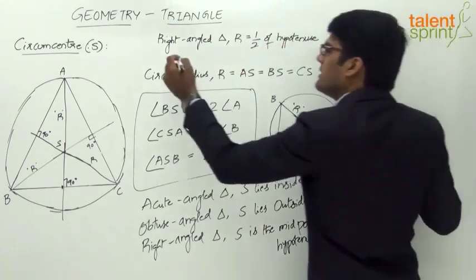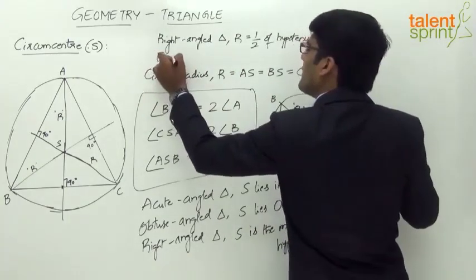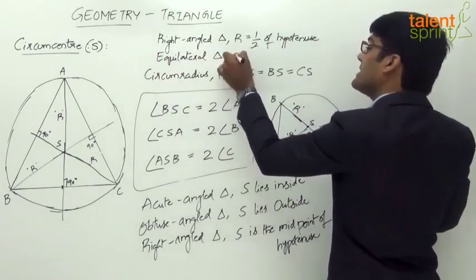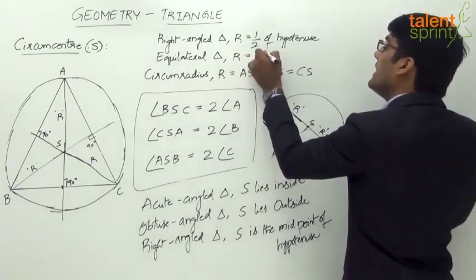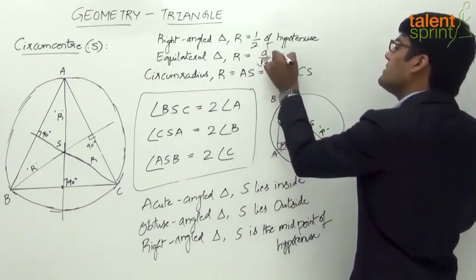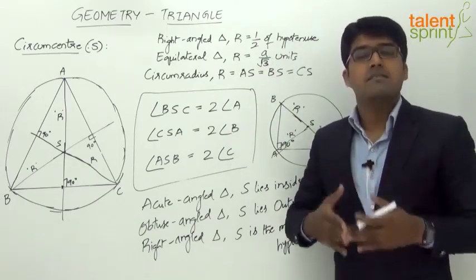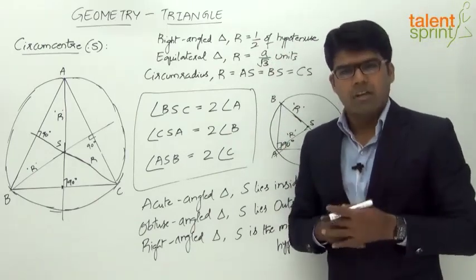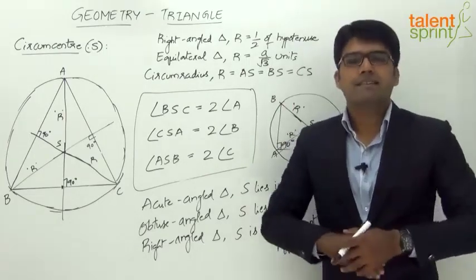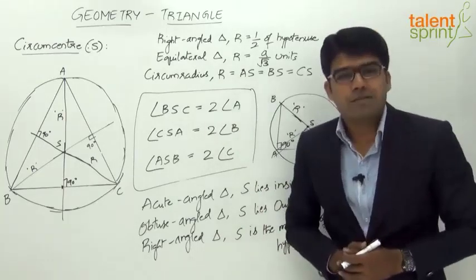And also there is a special case of the equilateral triangle. For an equilateral triangle where all the 3 sides are equal, the circumradius R will be equal to A by root 3 units, where A is the side of the triangle. Equilateral triangle is the one where all the 3 sides are equal. So for an equilateral triangle, the circumradius R is equal to A by root 3, where A is the side of the triangle. So that's about the circumcenter and its various properties.